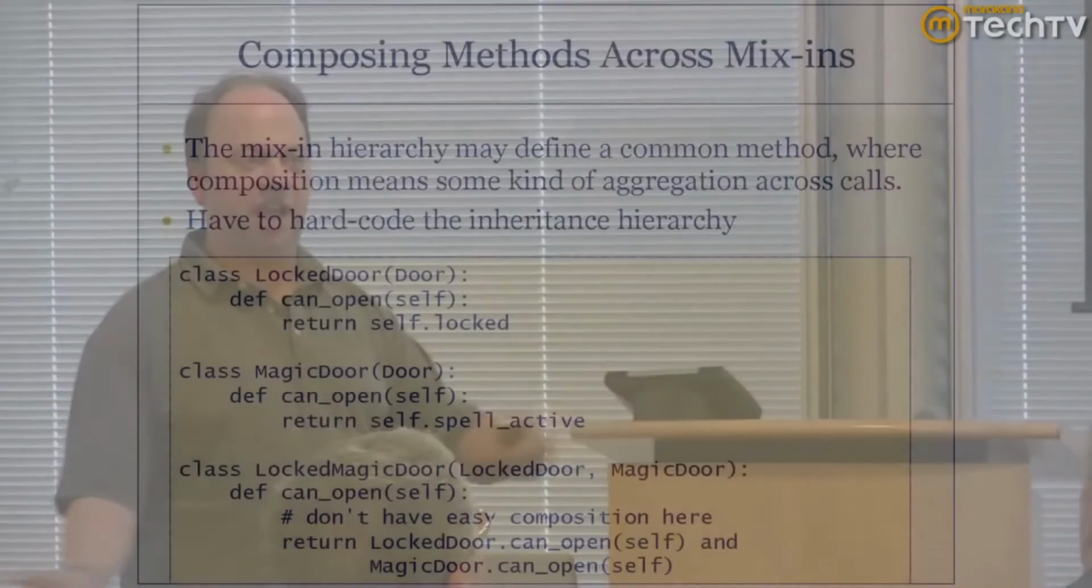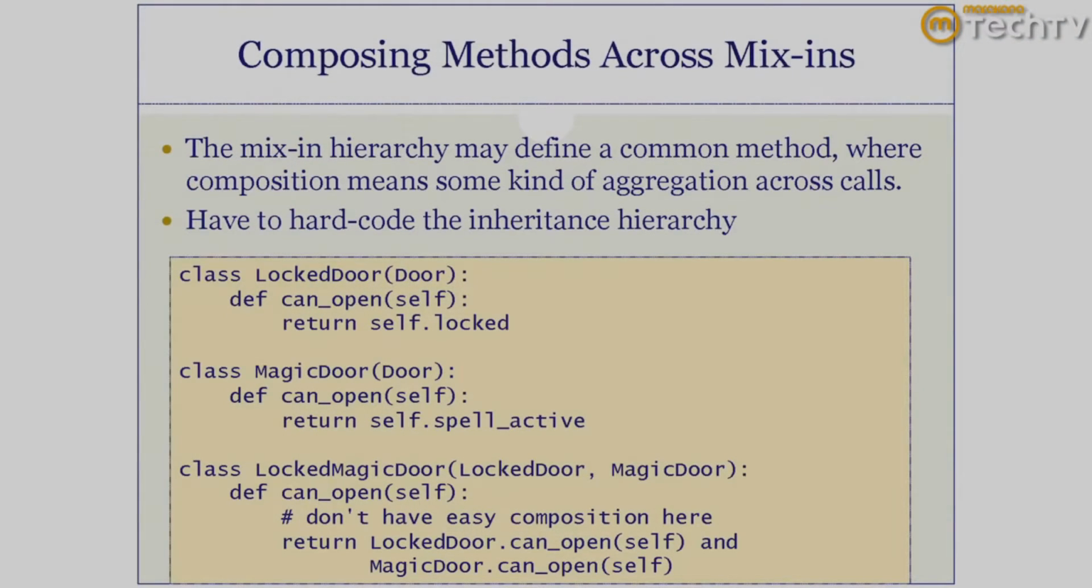So the final issue is, let's say you have some method and many of the different mixins implement this method and you want some way to aggregate the results. So you can do that. Here we want to say whether the door can be opened. You can do that, but ideally you don't want to be using this style where you're directly referring to your base classes, because you're hard coding that inheritance and implementation into the thing. So you'd like a more elegant solution.